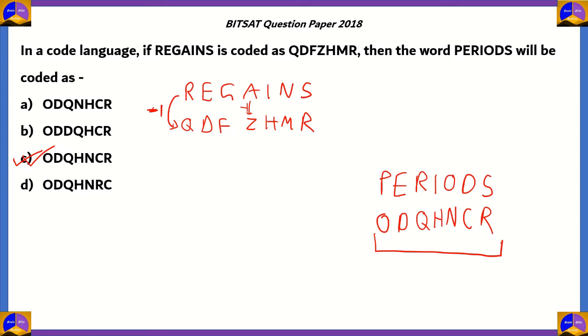The other codes have at least one discrepancy. So in option A, H and N are inverted. The positions of H and N are inverted, so that's incorrect. In option B, there is an extra D here, which makes it incorrect. And in option D, CR is changed to RC, which is also incorrect. So the correct answer, the correct code is option C, ODQHNCR for the word periods. And the way to find out this code is to take the previous letter in the alphabet.